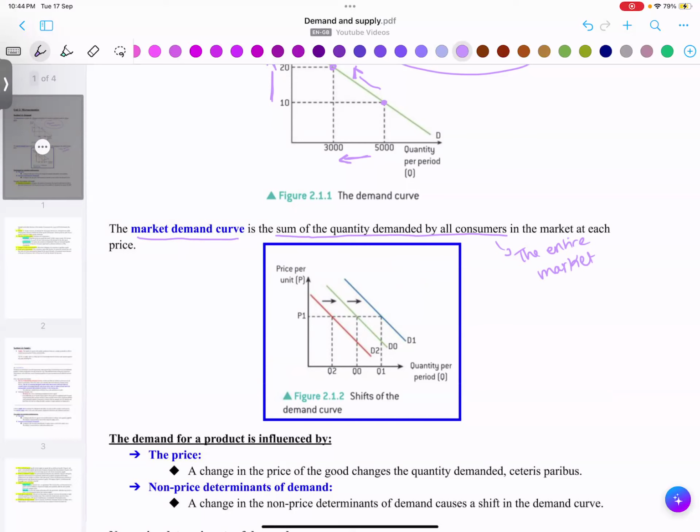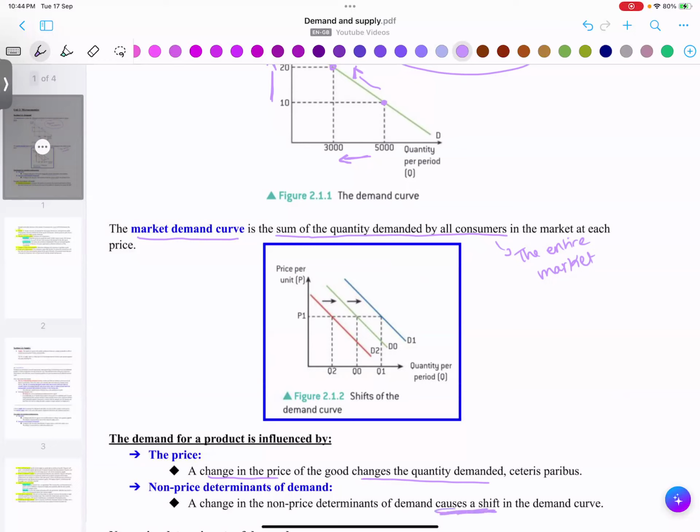That's really it. So demand is influenced by two things: the price itself, okay? A change in the price of the good changes the quantity demanded, ceteris paribus. So when the price changes, the quantity demanded changes. But also keep in mind that there are non-price determinants of demand, meaning that a change in a non-price determinant of demand causes a shift, okay?